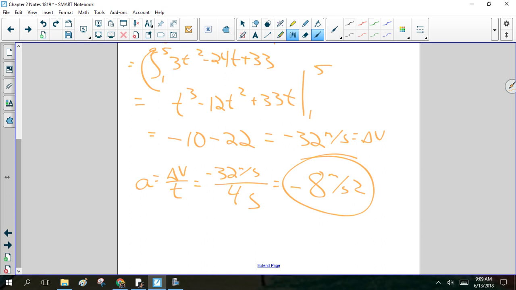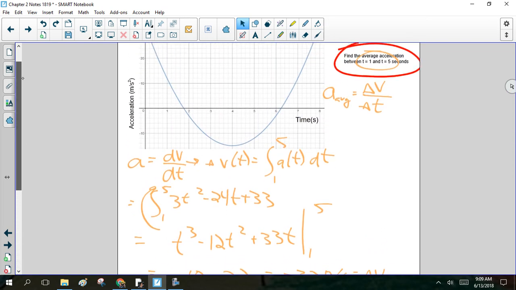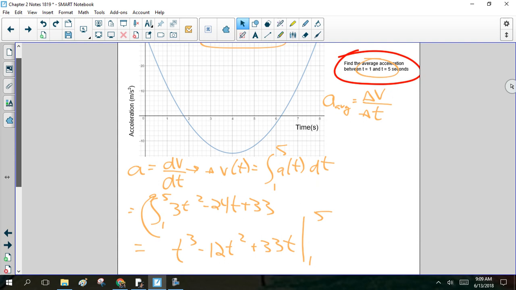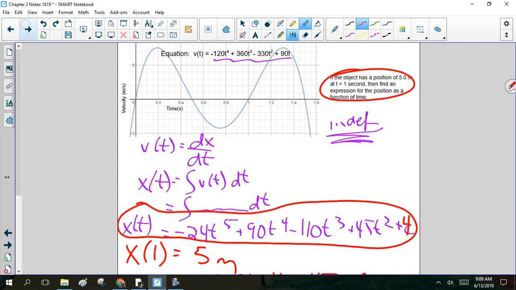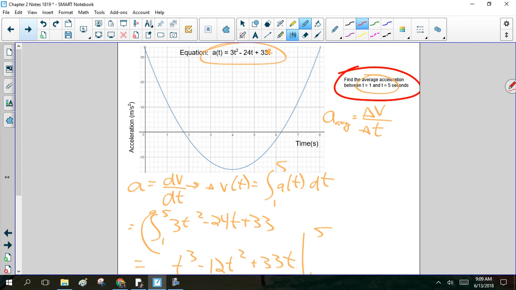Okay? Let's see if that makes sense. So between a time interval of 1 and 5, does it make sense that our average acceleration would be negative 8? That makes some sense, right?